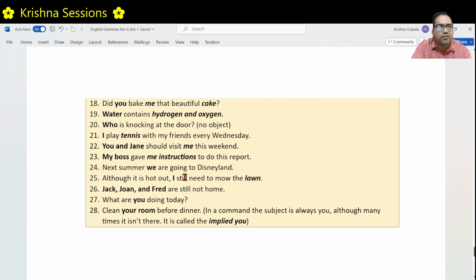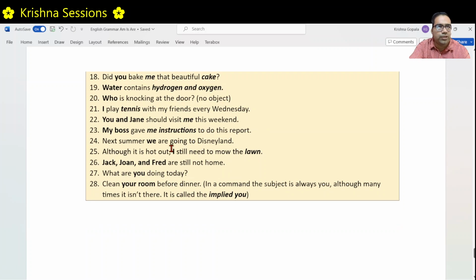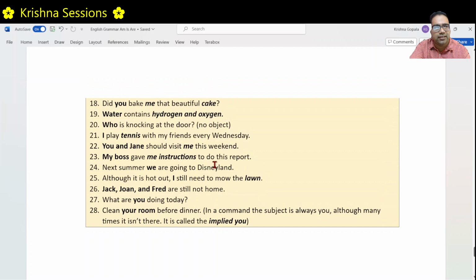Although it is tough out, I still need to mow the lawn. Disneyland is not directly taking the action of the verb going. We are going, ship is sailing, they are not taking the direct action of the verbs in these statements. I still need to mow the lawn. Mow what? Mow the lawn. So the lawn is the direct object. Who still needs? I still need. So I is the subject.